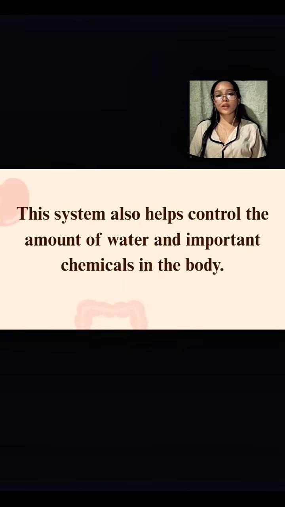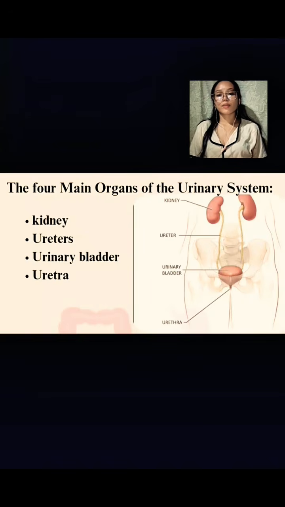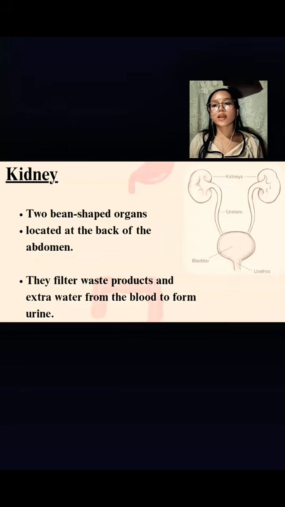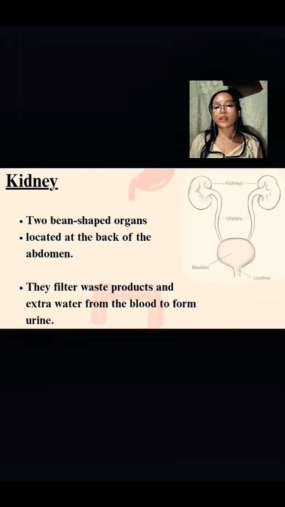The four main organs of the urinary system. First is the kidney. Second, ureters, urinary bladder, and the last is the urethra. About the kidneys, they look like beans and there are two of them. They sit at the back of your tummy or abdomen, and their job is to filter waste and extra water out of the blood to make urine.